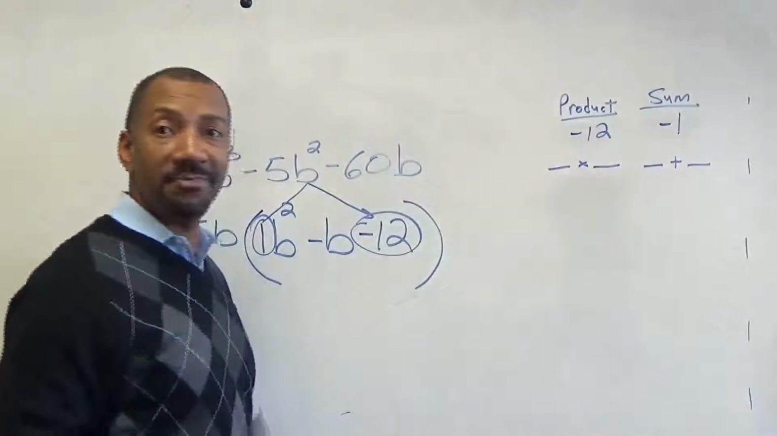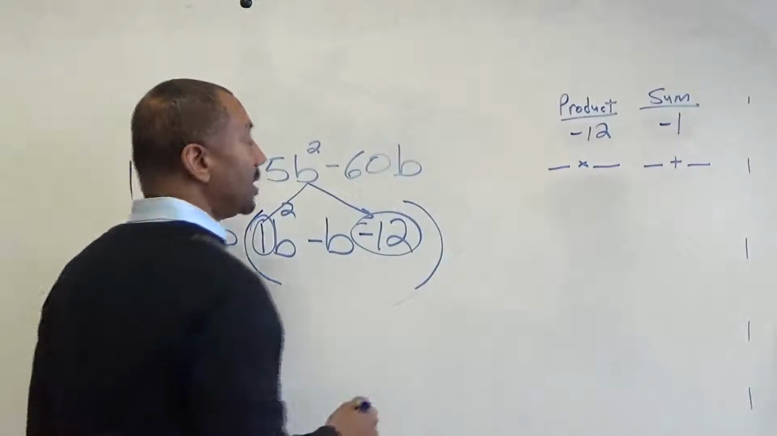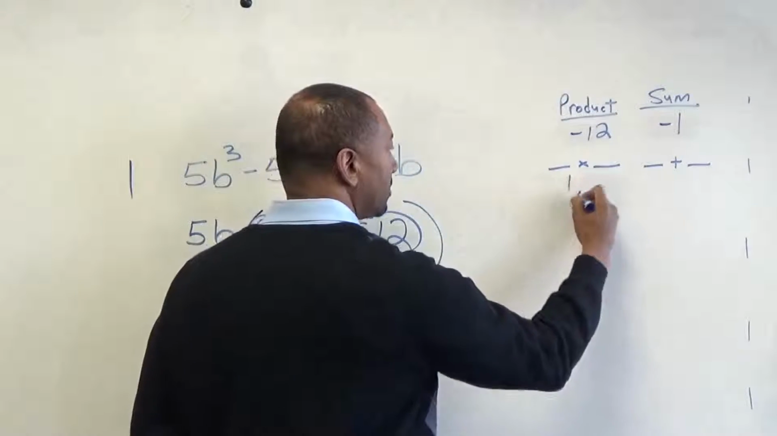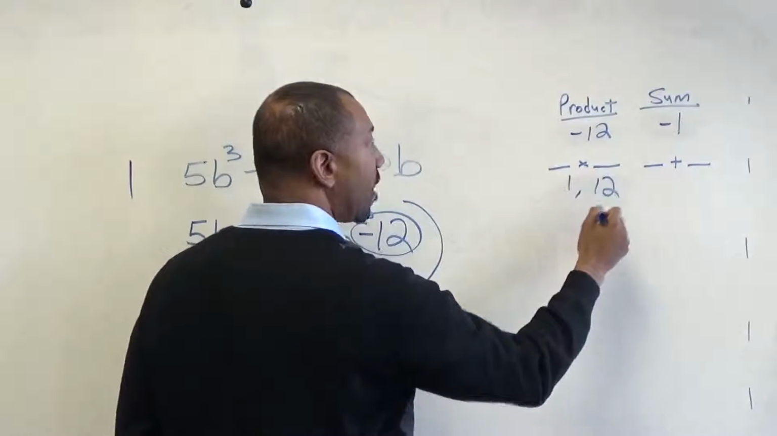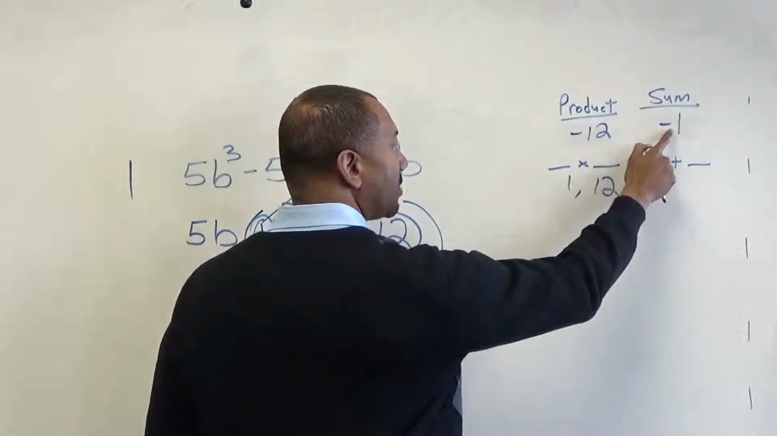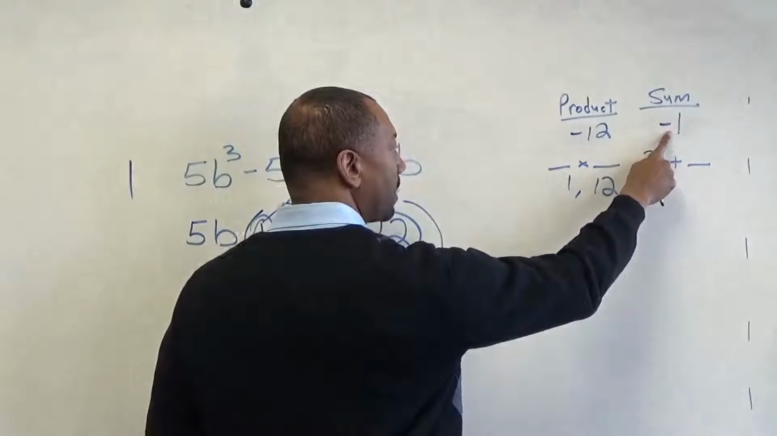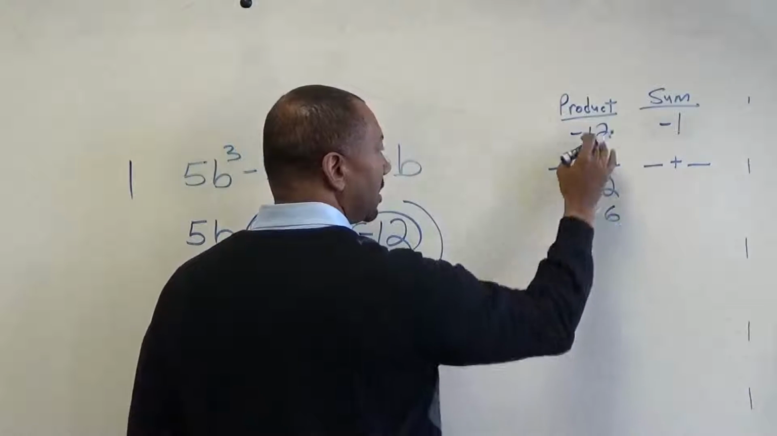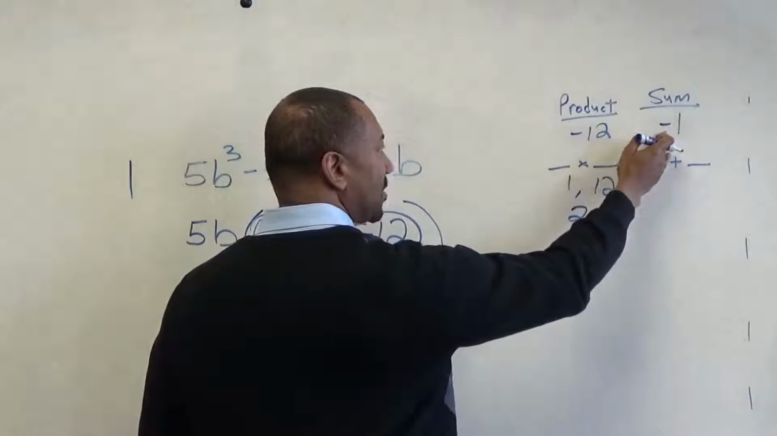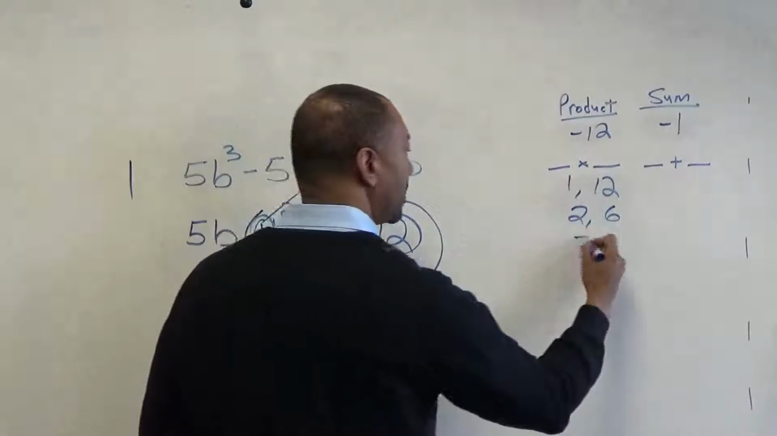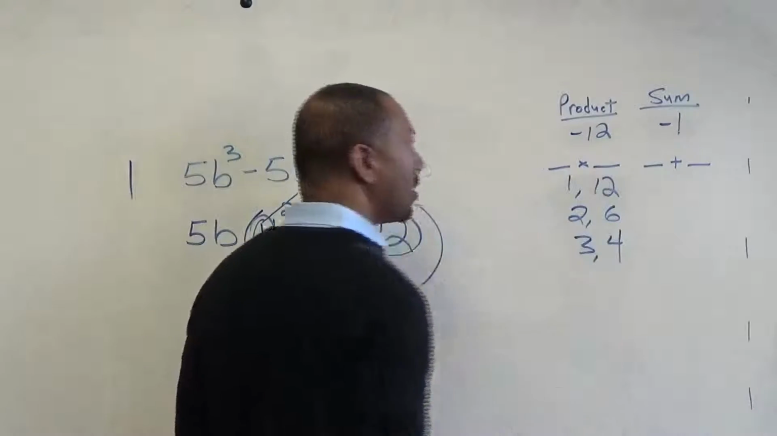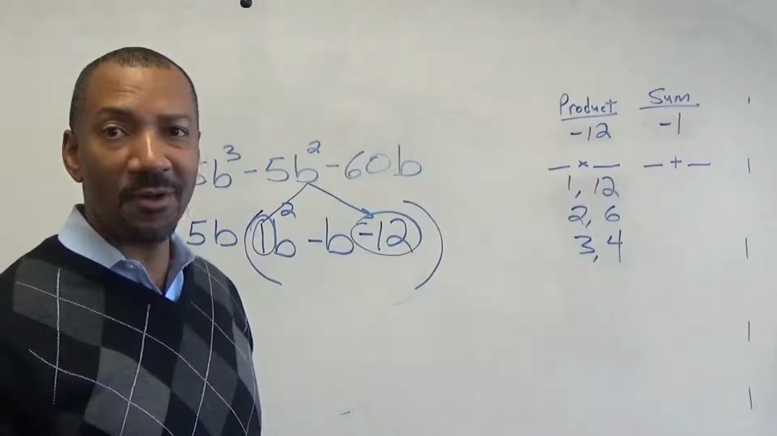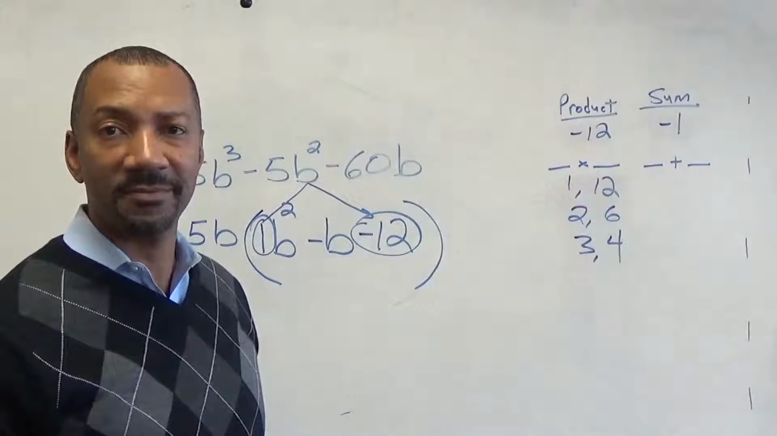So let the hunt begin. I'm looking for 2 numbers that will multiply together to give me negative 12, and also must add up to negative 1. So let's see, 2 and 6 will give me the 12, but there's no way this is going to add up to negative 1. What about 3 and 4? Now if I get my signs right, that's going to work. What do you think?